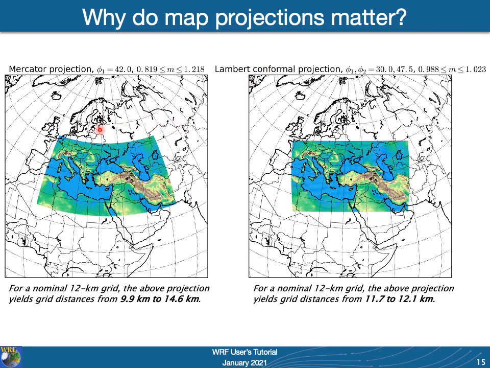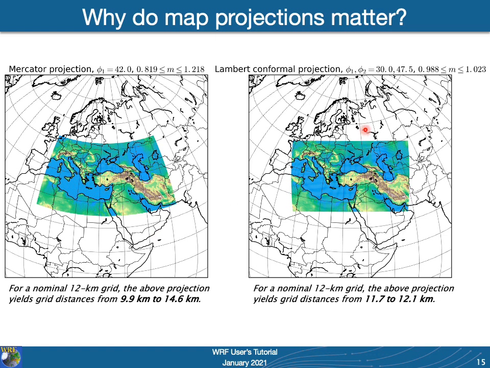Now the model simulation domain on the left was set up in the Geogrid program using a Mercator projection with a true latitude of 42 degrees north. With this choice of projection and true latitude, we get map scale factors that range from about 0.82 to 1.22. If we had chosen a nominal grid distance for our simulation domain of 12 kilometers, this would mean that we actually have geographic grid distances in our domain that range from about 9.9 kilometers all the way up to 14.6 kilometers. So quite different from our nominal distance of 12 kilometers.